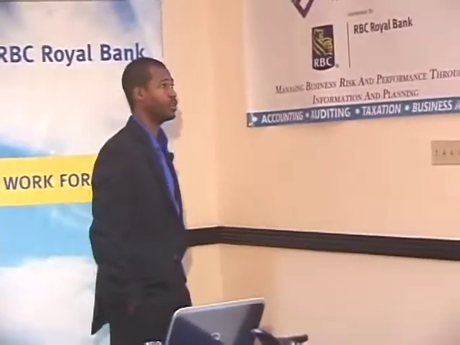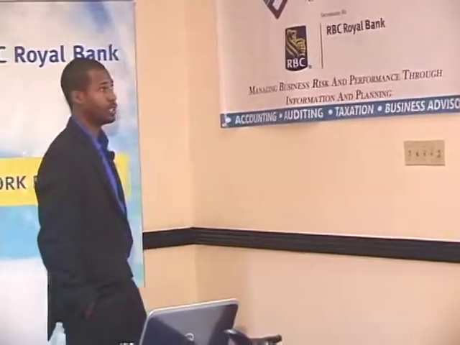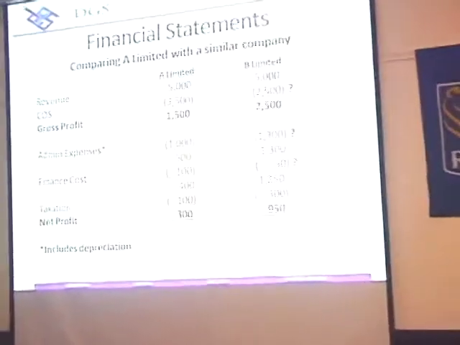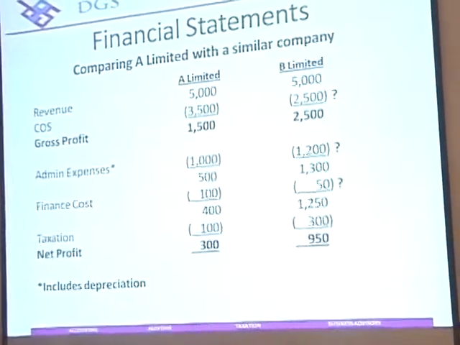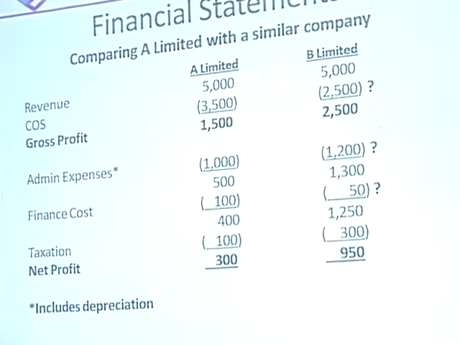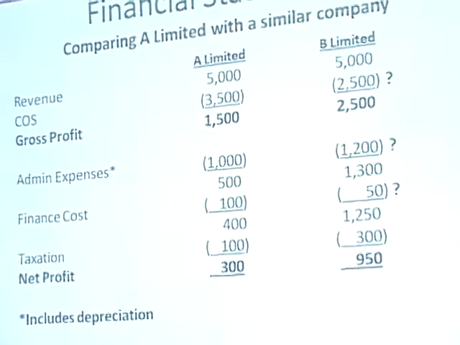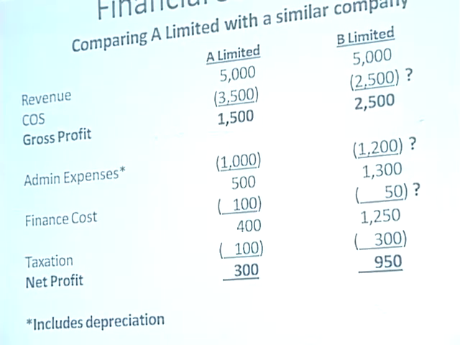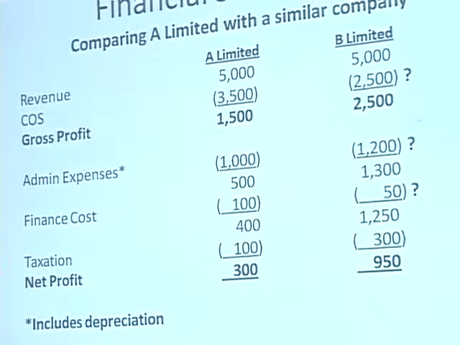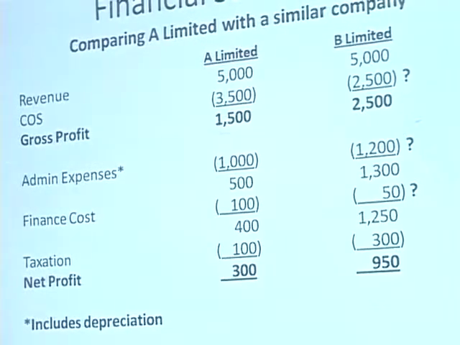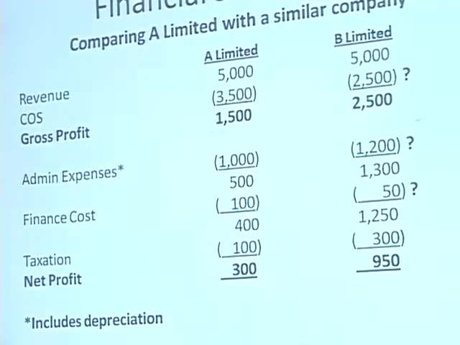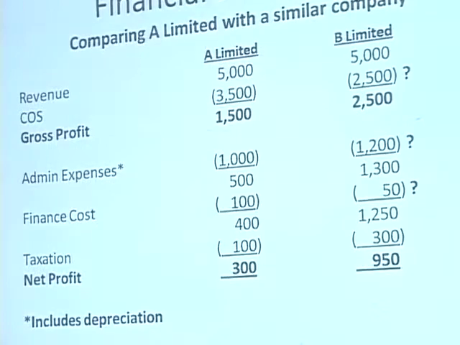They are in business to make profit, and they are making a profit of $300. Now, what we do is compare A Limited with B Limited, right? They are in the same industry, selling the same products, similar business in the same location, relatively the same amount of sales, buying from the same suppliers. So basically all the conditions that exist in A Limited exist in B Limited, except for certain important factors.